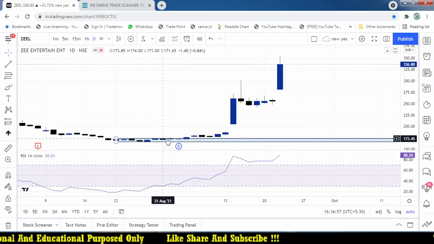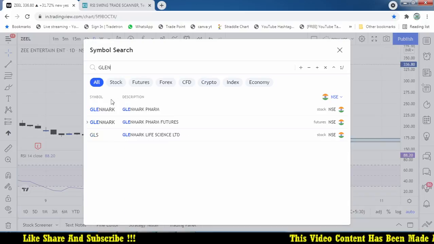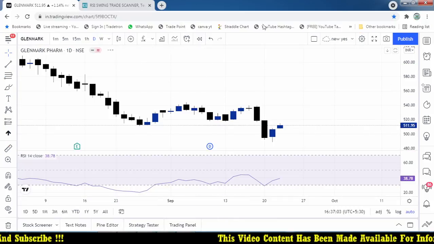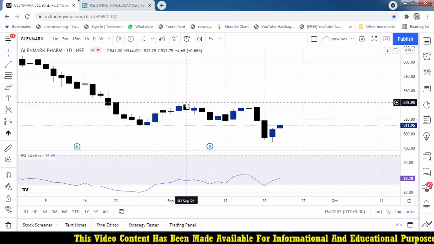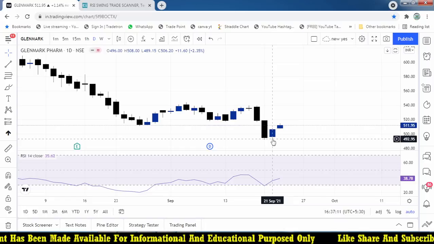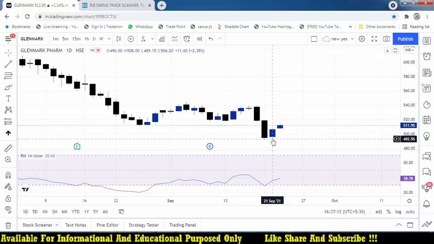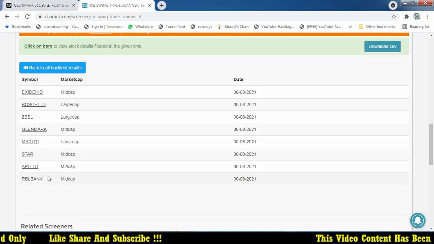Yes, and Zeel and Glenmark, Maruti, again Glenmark. Let's say Glenmark here 30th August, and then it moves slightly higher again. Now it is another opportunity. So we will play with the RSI, that will always give you such a better opportunity to find out the lower level buy. We are waiting 1 or 2 days, you will be getting such a good profit.